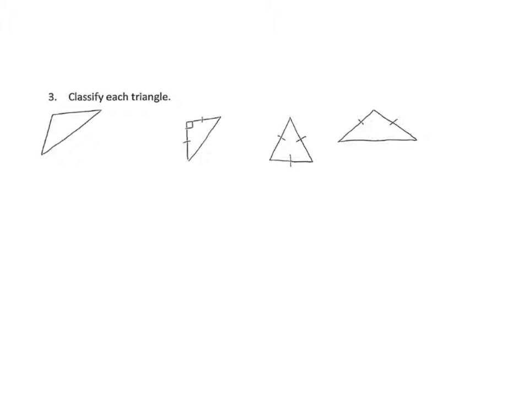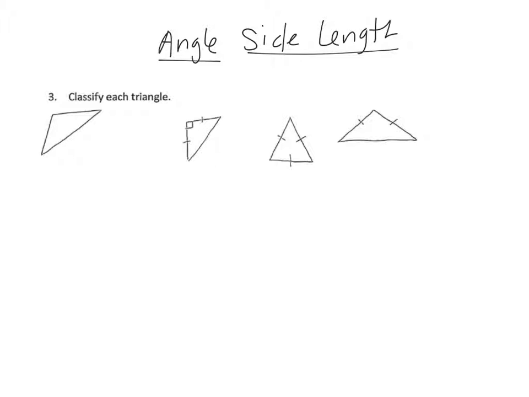Okay, classify each triangle, so name it by the angle and the side length. So 2 names. There's the angle right here. It looks like this is an obtuse angle, and it's tough to see because there's no marks, I'm assuming that all 3 of these sides are different. So because it has an obtuse angle, it's called obtuse, and all 3 sides are different, scalene triangle. This one, name it by the angle, is a right.